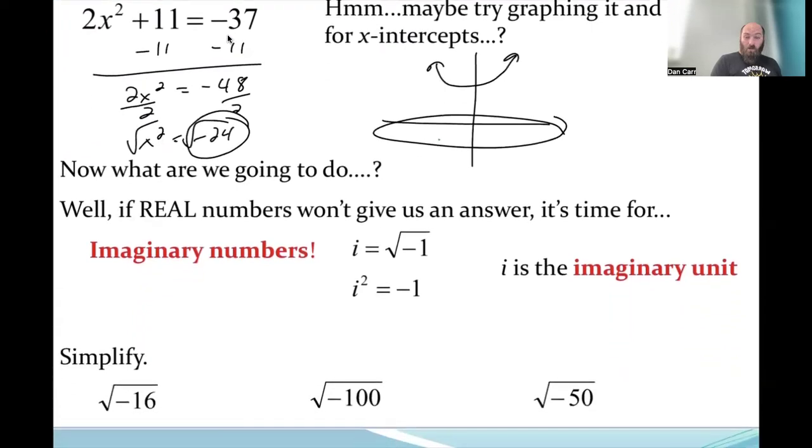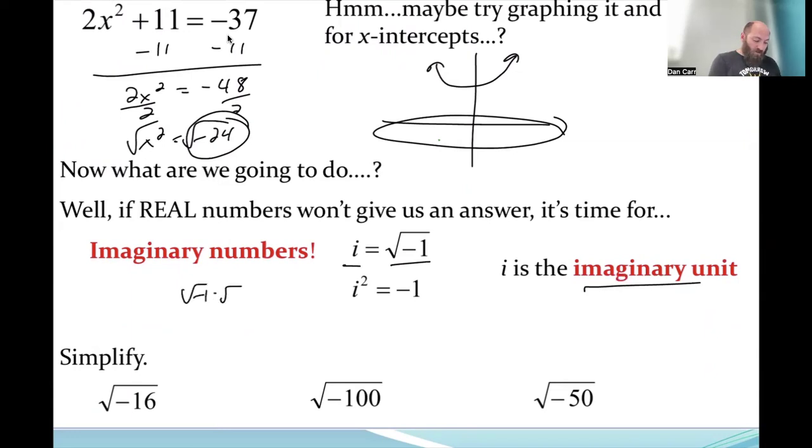So imaginary numbers are based on the idea that if we replace the square root of a negative 1 with the letter i, that's our imaginary unit. i is our imaginary value. Now, here's something to remember. Just like our other square root properties, if I take the square root of negative 1 times the square root of negative 1, that is going to equal negative 1, just like root 2 times root 2 is 2. Since we're saying here i times i equals a negative 1, that means i squared equals a negative 1.